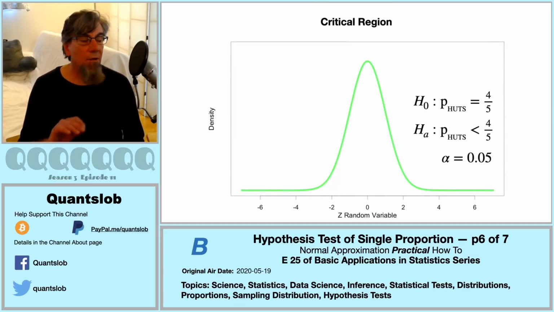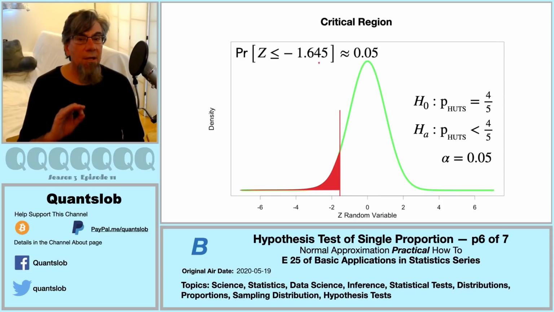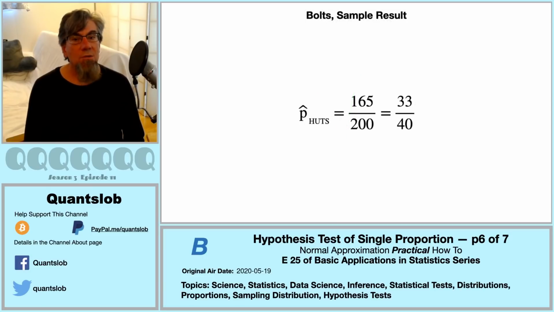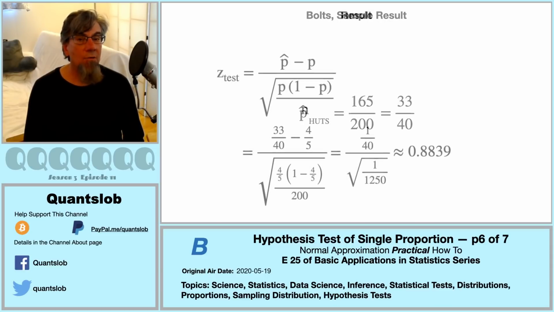Remember the basic logic of our critical region here. A space that contains values that are improbable given that our null hypothesis is true, and also potentially highly probable if the alternative is true. Our critical region is hence concentrated here on the left tail out here of our normal model. So let's say, for the sake of example, after we randomly select our 200 bolts and perform our quality test, that 165 have high UTS.